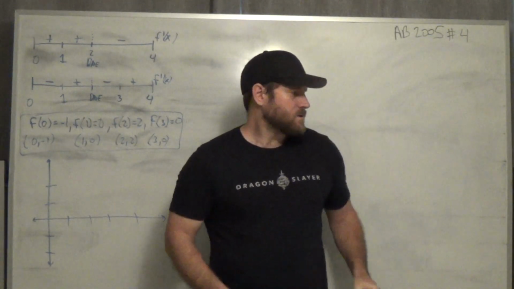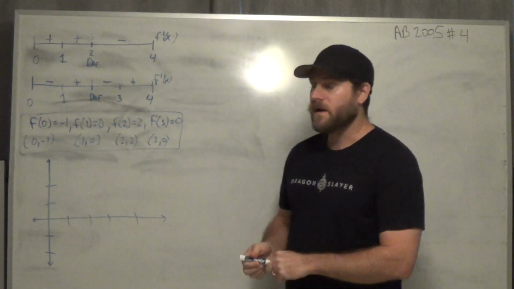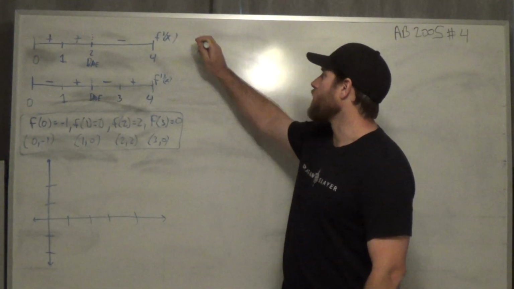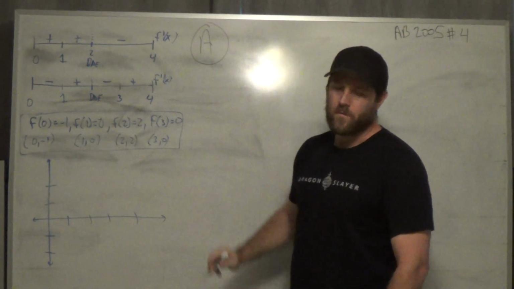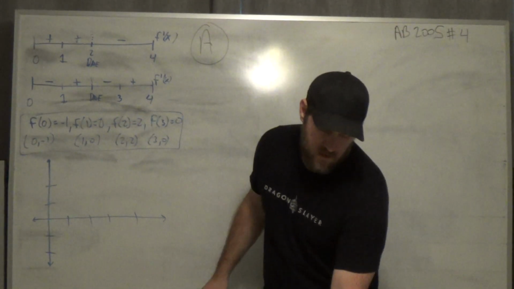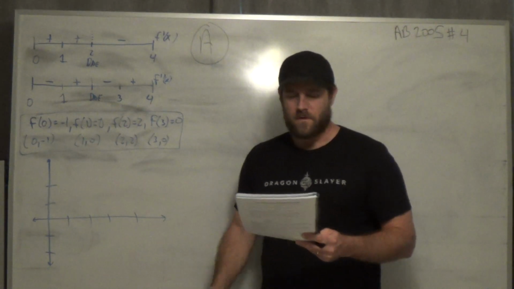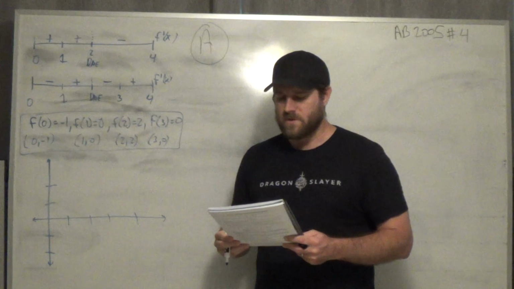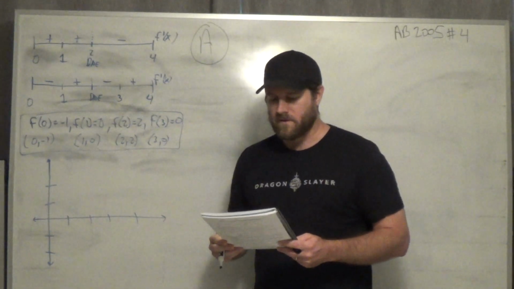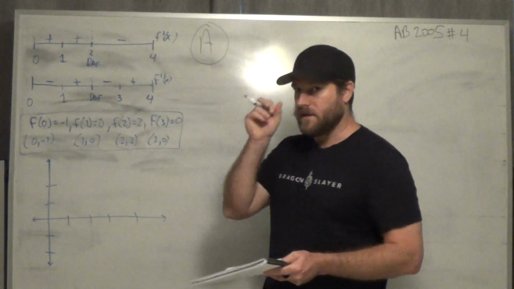Okay? So the first part we're going to do, I'm going to try to write it big and clear for everybody, is part A. So now you can know what part we're on. For part A, it says, for 0 through 4, find all values of x at which f has a relative extrema. Determine whether f has a relative min or max at each of these values.